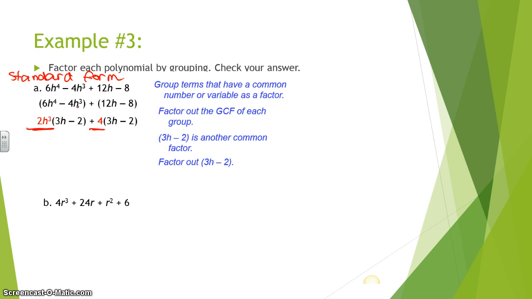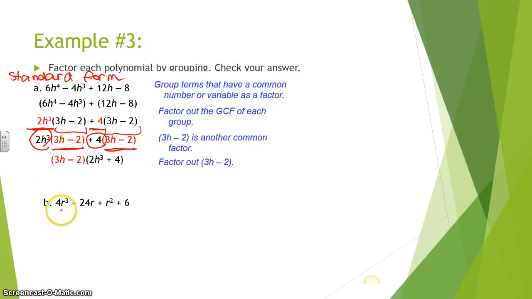And notice, once we factor that out, we have a common binomial factor, which is this 3h - 2. So now we can factor that out and rewrite my final answer similar to previous examples. So 3h - 2, we factor that out, and we bring together the remaining values. So my final answer here is (3h - 2)(2h^3 + 4). And that would be my final answer right there.